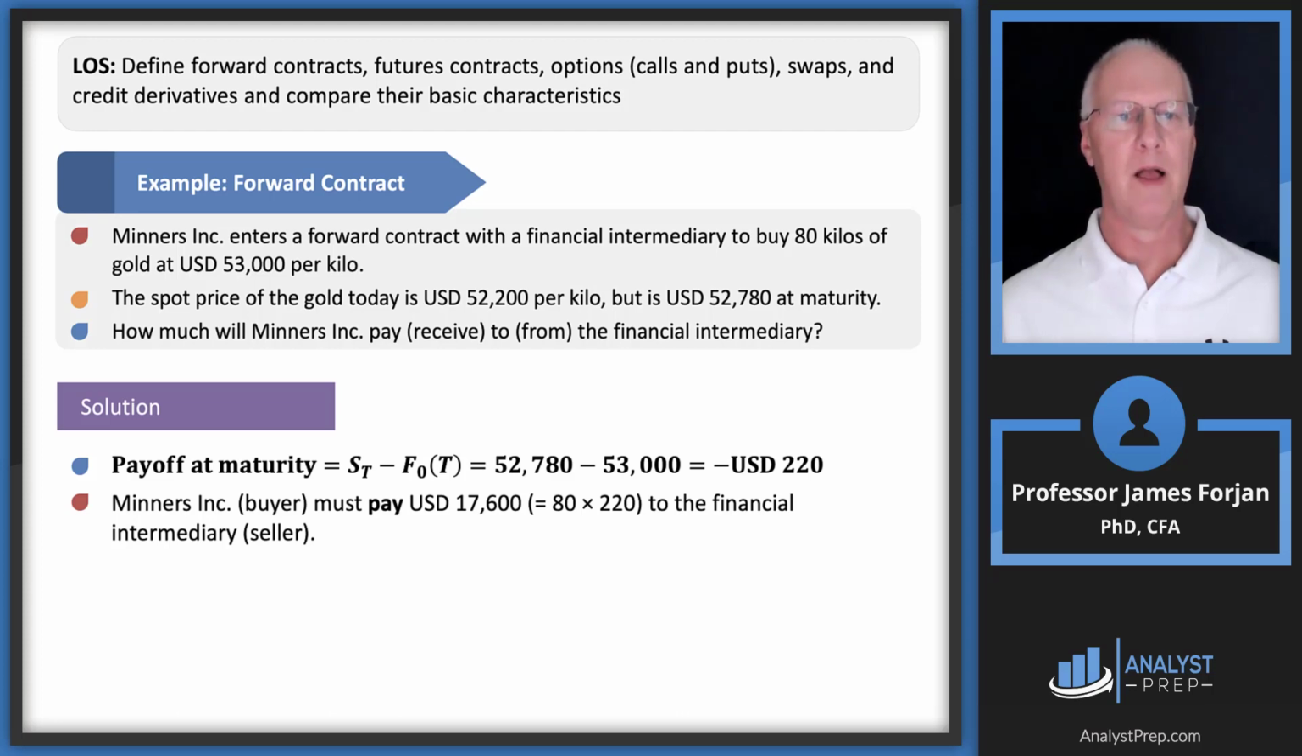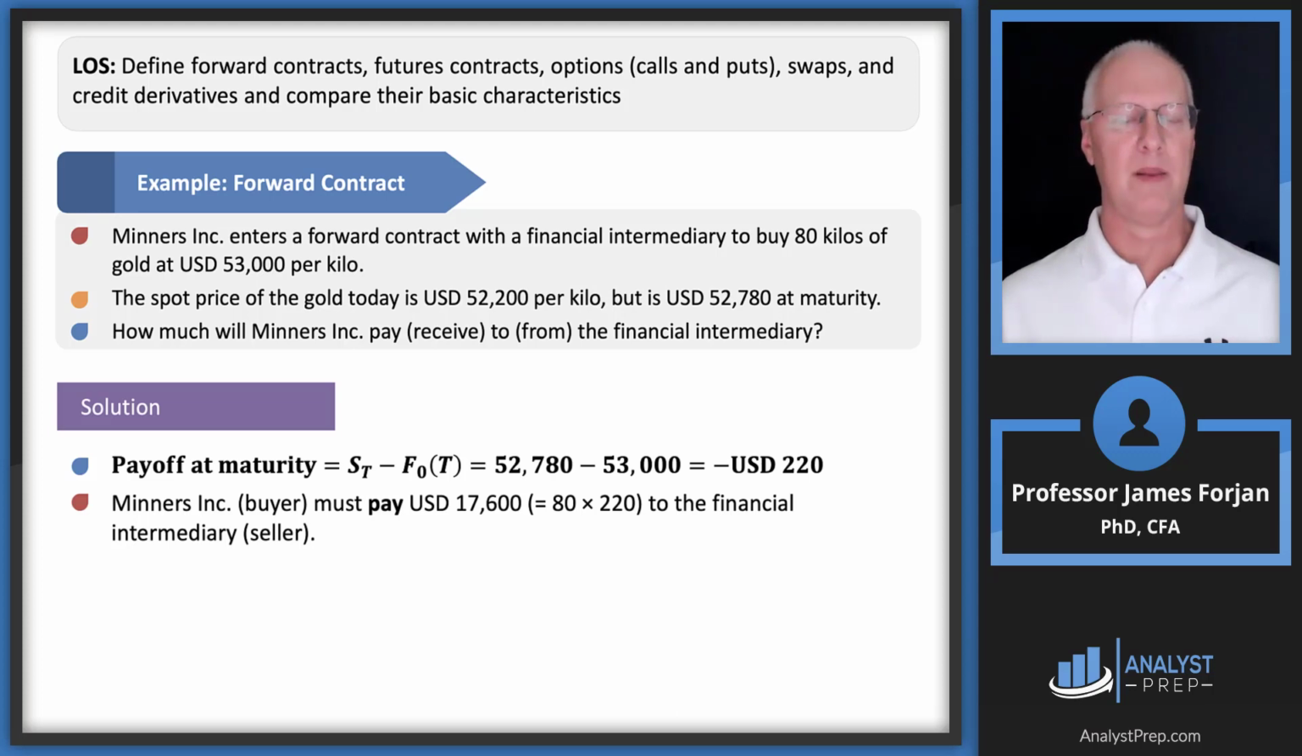All right, let's take a look at a more specific example, very similar to my financial calculator example. Let's suppose that we're a company here, Minners. We enter a forward contract to buy 80 kilos of gold at $53,000 per kilo. The spot price of the gold today is $52,200 per kilo.